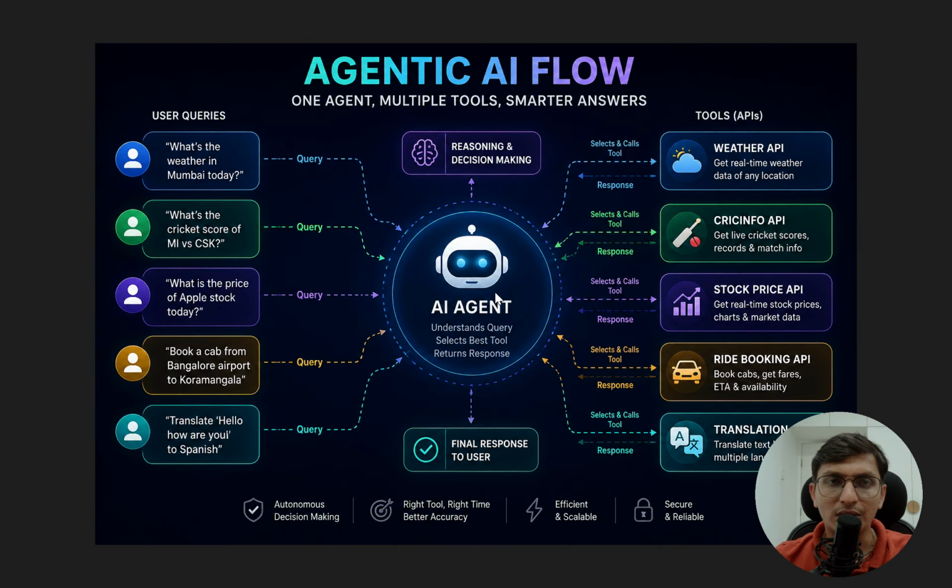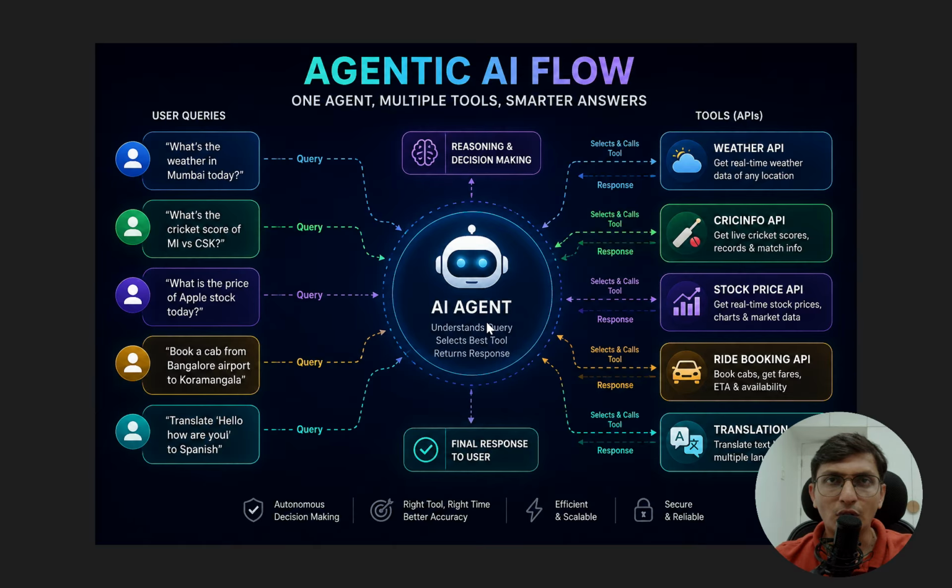In a very similar fashion, if the question is asked about cricket, it will make a smart decision, call the cricket API, get the response back, and give it to the user. This way you can break down a complex multi-part application in a very simplified manner using the agentic AI workflow.